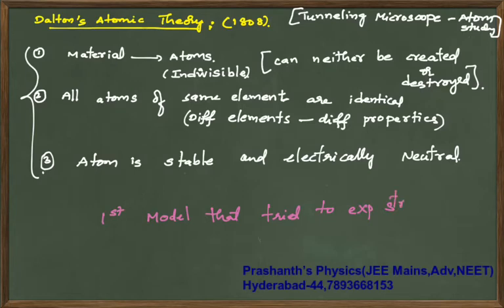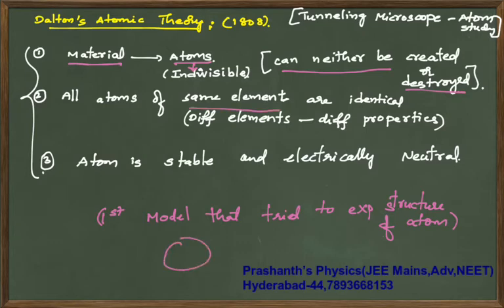Now, did it actually explain the structure of atom? No, but what it told was that every material that you take will have atoms. These atoms are indivisible and they can neither be created nor destroyed. That was the explanation given by Dalton, and all atoms of the same element are identical. If inside a big compound there are many atoms, all these atoms are identical and they have the same properties.